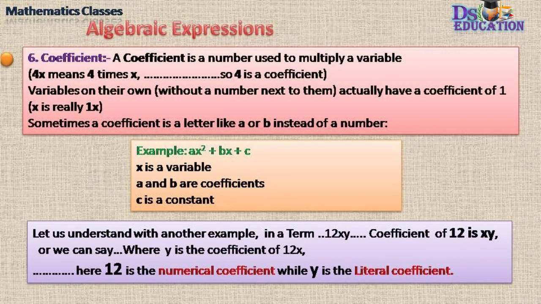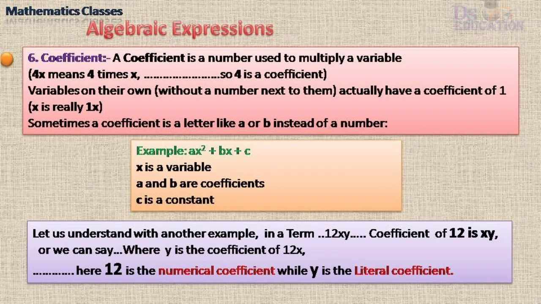If there is no number beside a variable, for example x is written alone, then beside x we can say 1 is always there. So if I ask you what is the coefficient of x, you can tell me, sir, 1 is the coefficient of x. Sometimes the coefficient is a letter like a or b instead of a number, meaning in place of 4 I can write ax. Can you see the example? Here x is a variable, a and b are the coefficients, and c is a constant term.